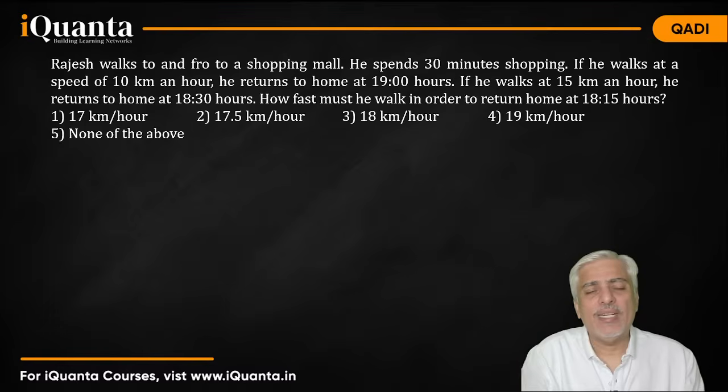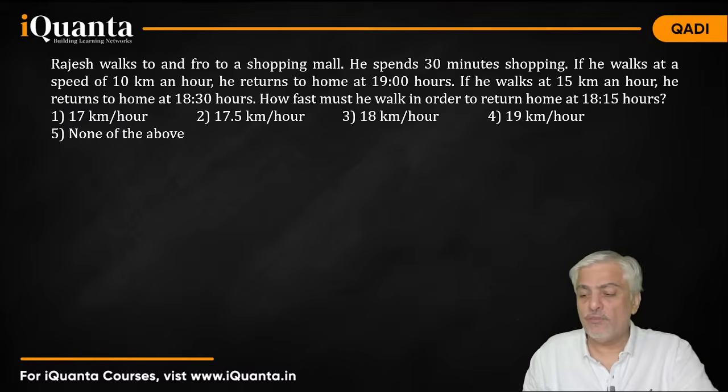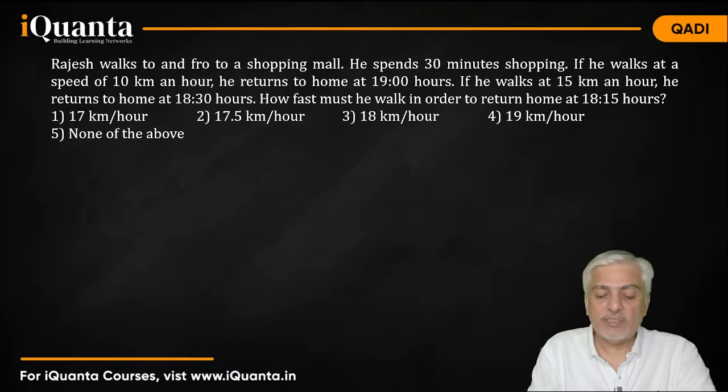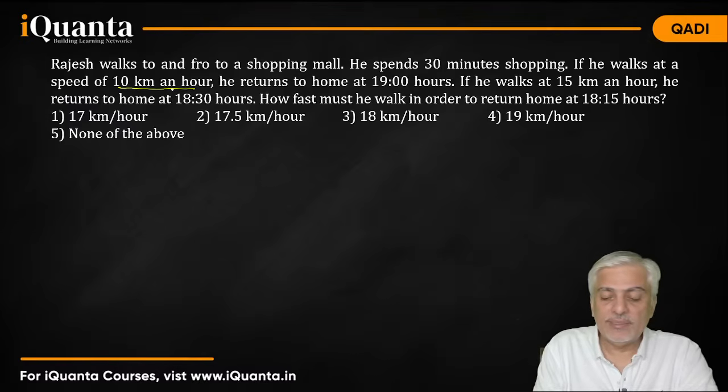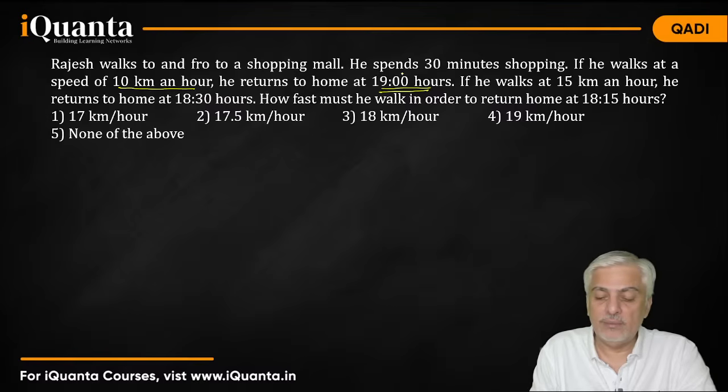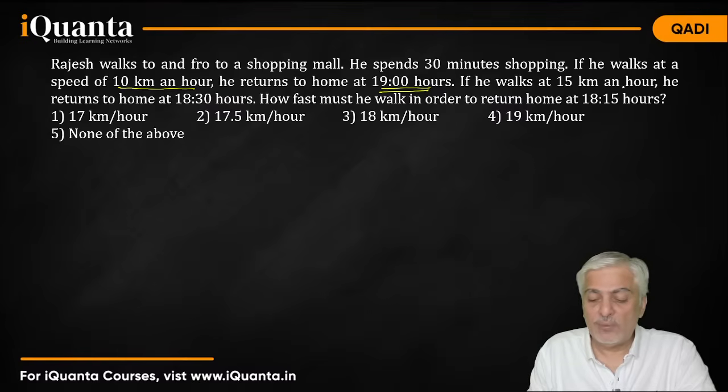I think this is a very, very standard question of time, speed, distance. Rajesh walks to and fro to a shopping mall. He spends 30 minutes shopping. If he walks at the speed of 10 kilometers an hour, he returns home at 7 p.m. Sorry. If he walks at 15 kilometers per hour, he returns at 6:30. How fast must he walk to return at 6:15?